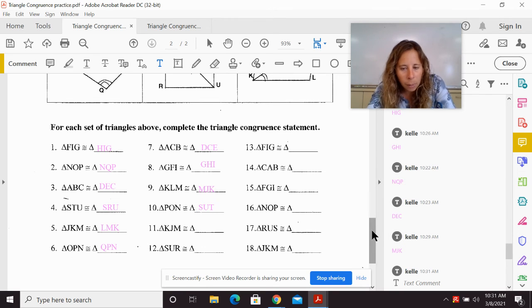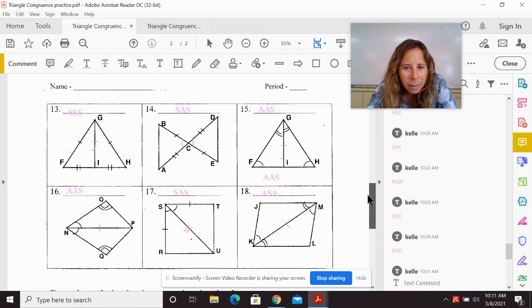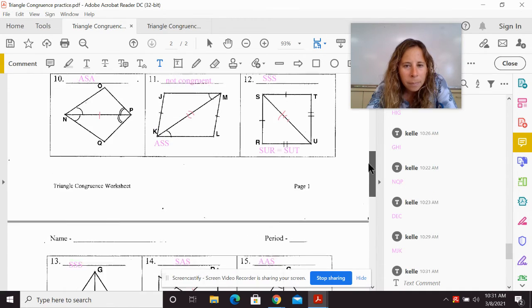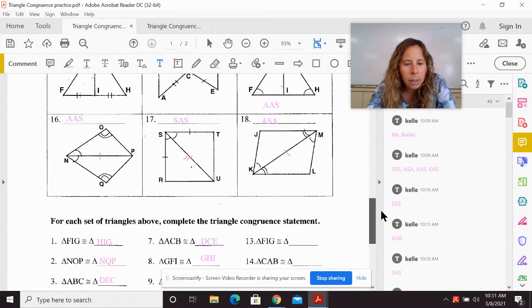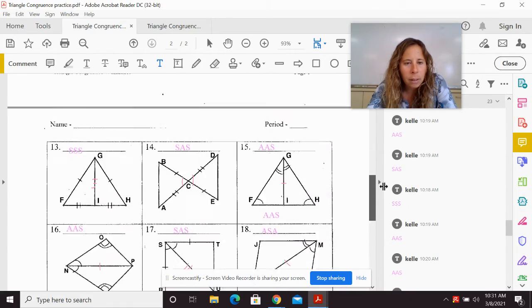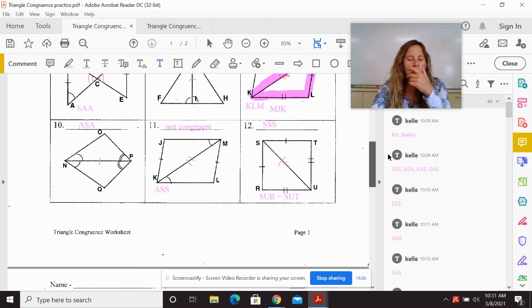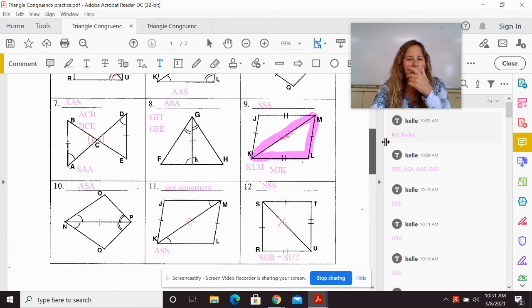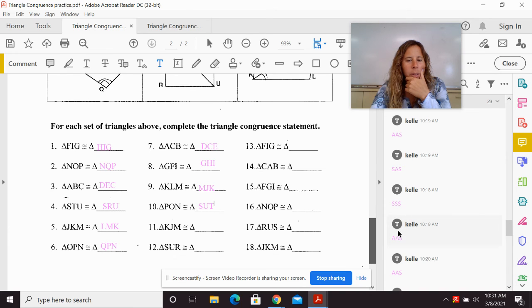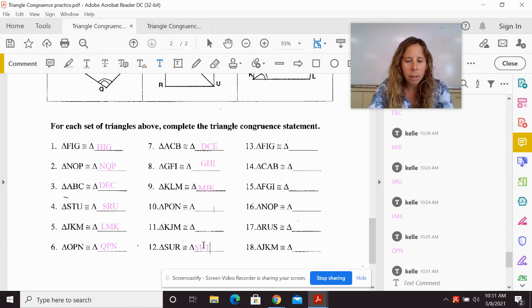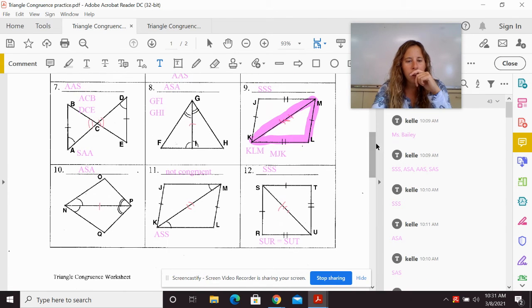All right. Okay, I lied. One more. Number 11, you don't have to do anything for because they're not congruent. What did I skip? Oh, I wrote that in the wrong spot. That was number 12. Sorry. Okay, now I skipped something. SUT. Okay, number 10, let's go back and do number 10.